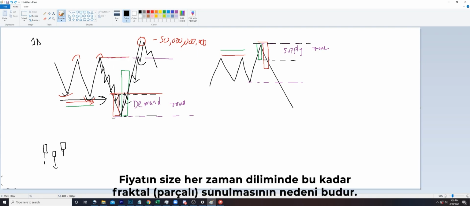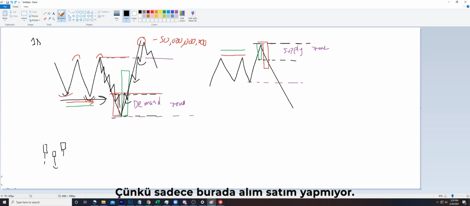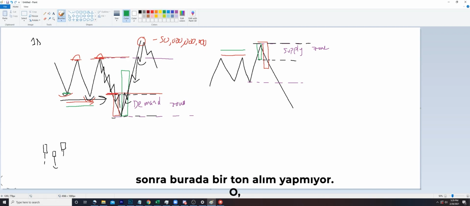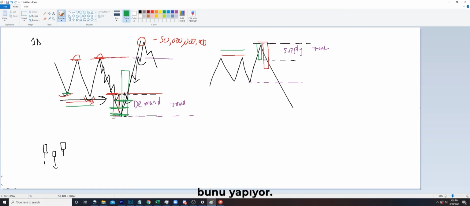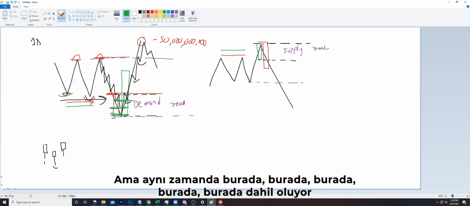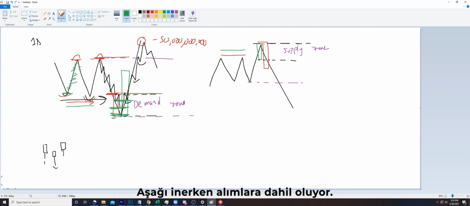That is why price is delivered to you so fractally on every single time frame, because he's not just buying and selling here, and then selling a lot here, and then selling a lot more here, and then buying a shit ton here. He is, right? He is doing that. He's buying a bunch here, of course, especially because there's sell stops. But he's also getting involved here, and buys and buys and buys. He's getting involved in buys on the way down. He's getting involved in buys here.